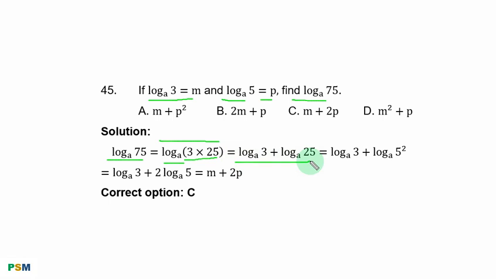You can further express 25 as 5 squared. By power law of logarithm, power 2 is to multiply the log in this form. Now, log 3 base A is equal to M plus 2 times log 5 base A, which is P. So you have M plus 2P. The correct option is C.